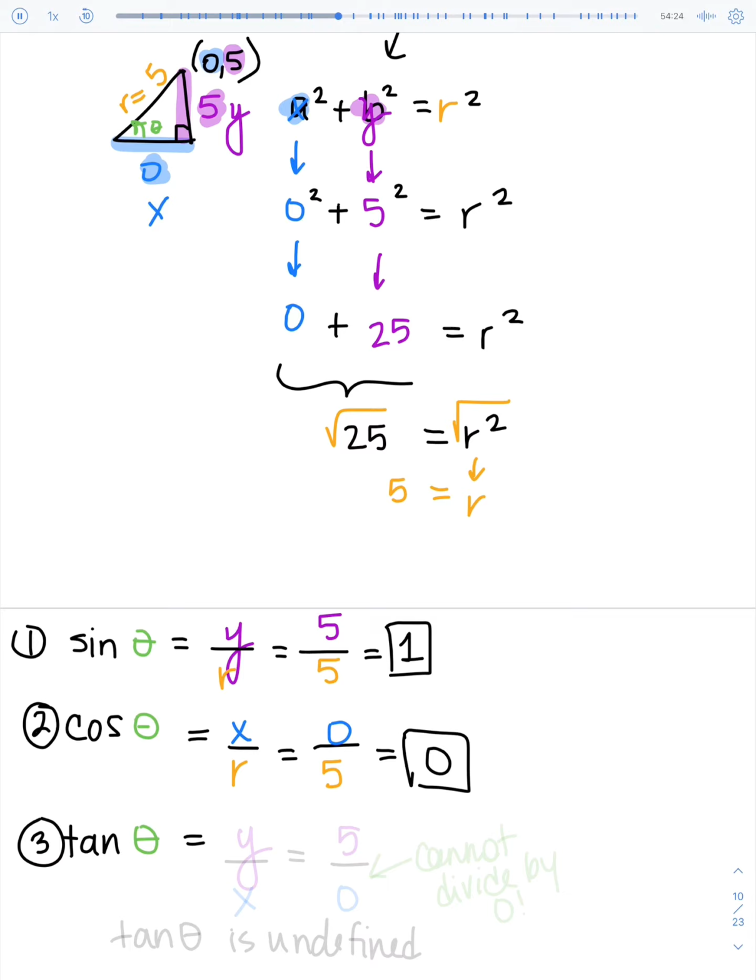Last one, tangent is TOA. Well, in this picture, TOA means opposite, which would be your y side, over your adjacent, which is your x side. So it'd be y over x, which would be 5 over 0. Okay, there is a small problem here, and that is we have 5 divided by 0, and we know that anything divided by 0 is undefined, because we can't divide by 0. So tangent of theta is actually going to be undefined. And the reason is because mathematically speaking, we can't divide by 0. Ever.